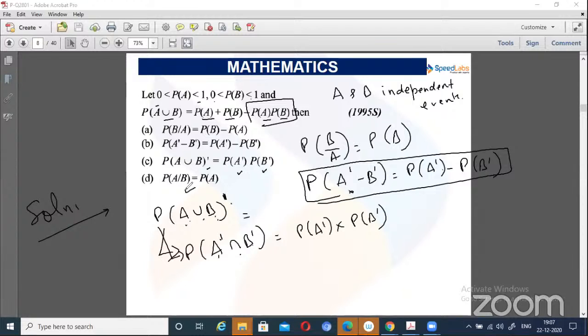And lastly, it is easy. P of A by B is same as P of A because they are independent events. So option C and option D are correct. Very good. Any doubts, anyone?